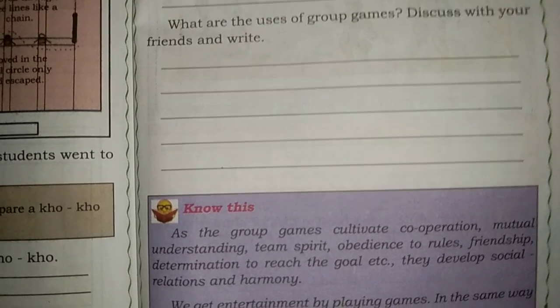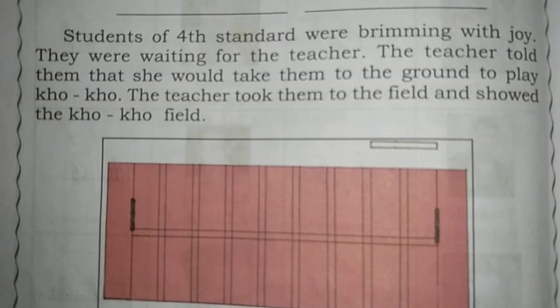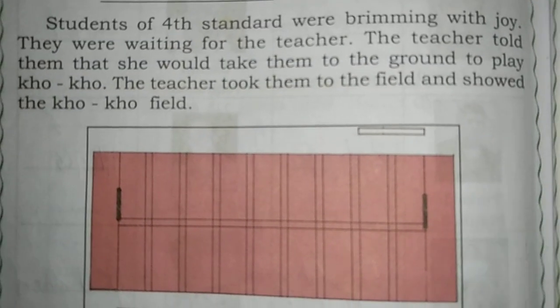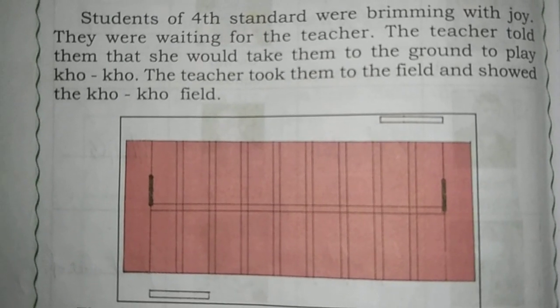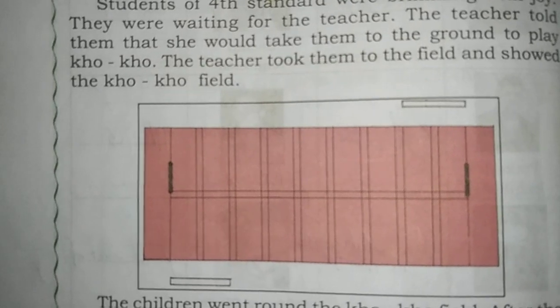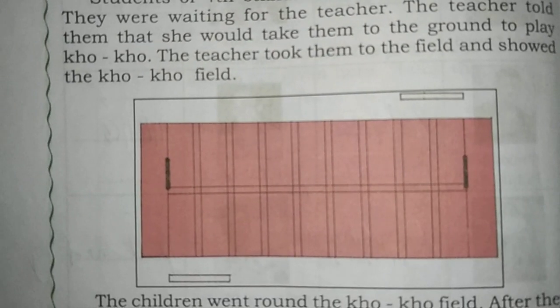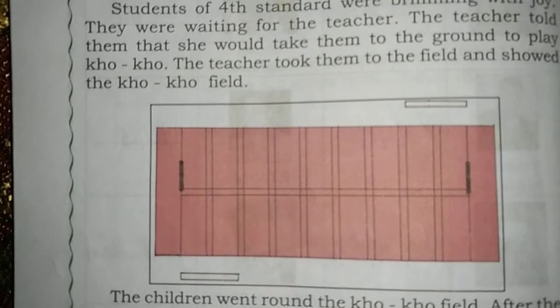Before discussing all these things, let us recall what we discussed in the last class. In the last class, we learned about the shape of the Coco field, how many poles there are in the Coco field, how many squares there are between two poles, and how many lines have been drawn between the two poles.